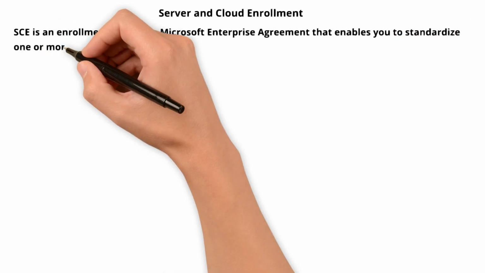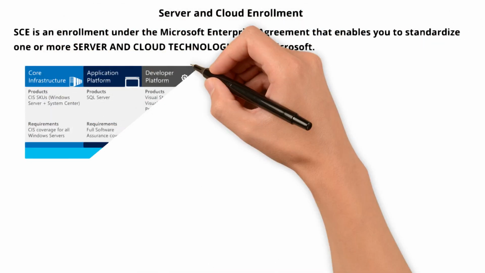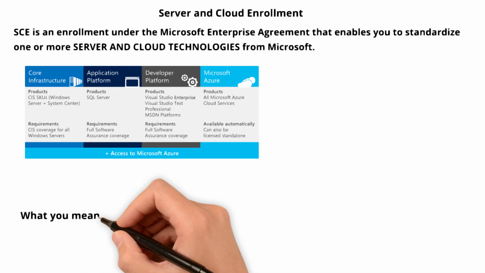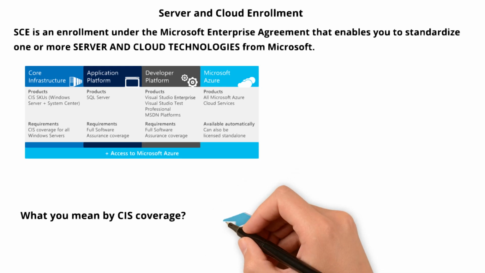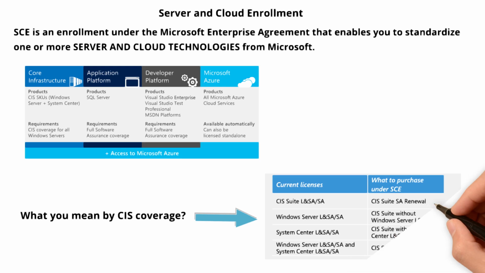Moving to server and cloud enrollment. The SC enrollment under the Microsoft Enterprise Agreement enables you to standardize on one or more server and cloud technologies from Microsoft, given below. As you can see on the screen, they are core infrastructure, which is also known as CIS, application platform, and developer platform.